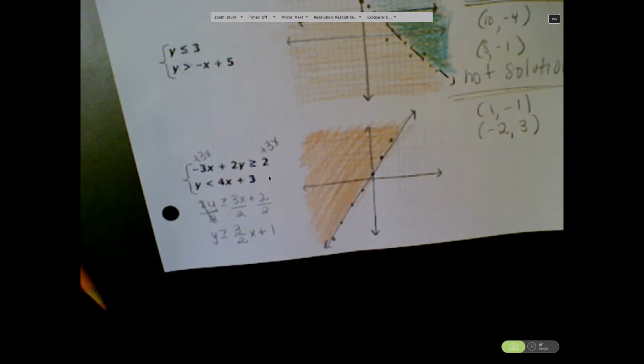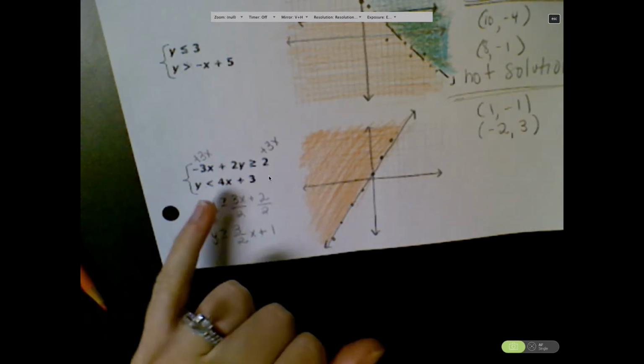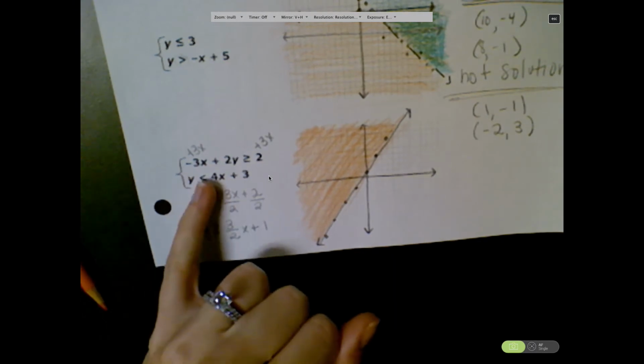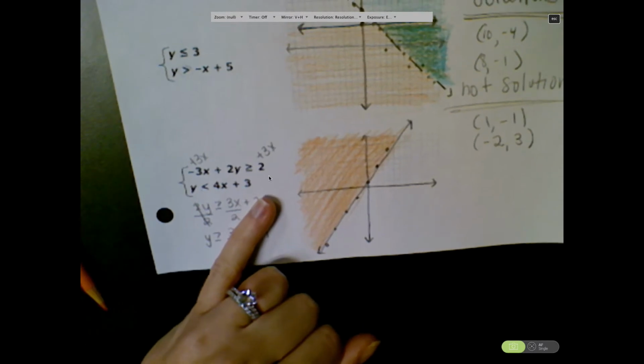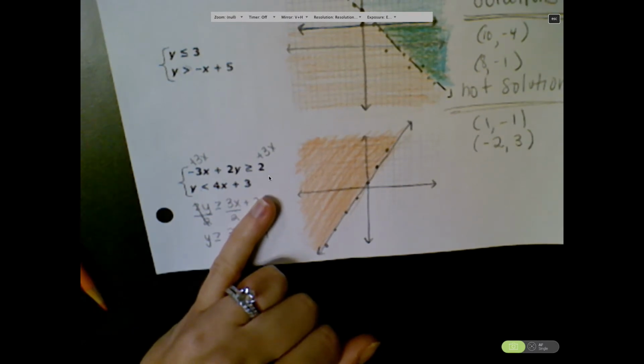Okay, so y is less than 4x plus 3. Oh, okay, so you have to have slope-intercept form for the slope. You have to add 3x to the other side. Okay, we're on this one right here. Y is less than 4x plus 3. Is that in slope-intercept form? Yeah, that's what it is.